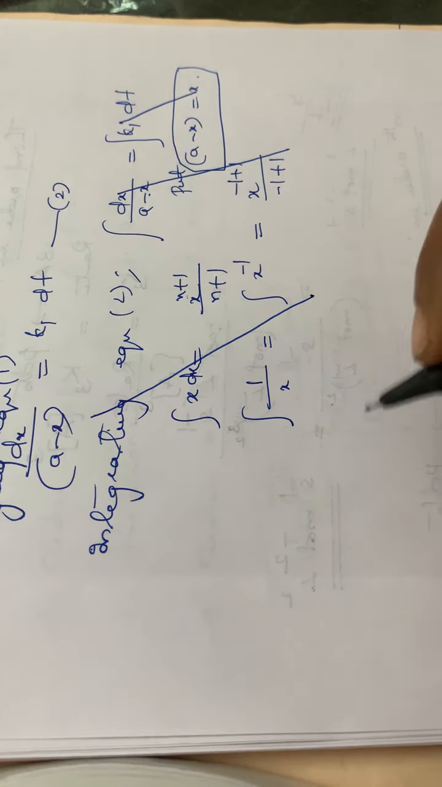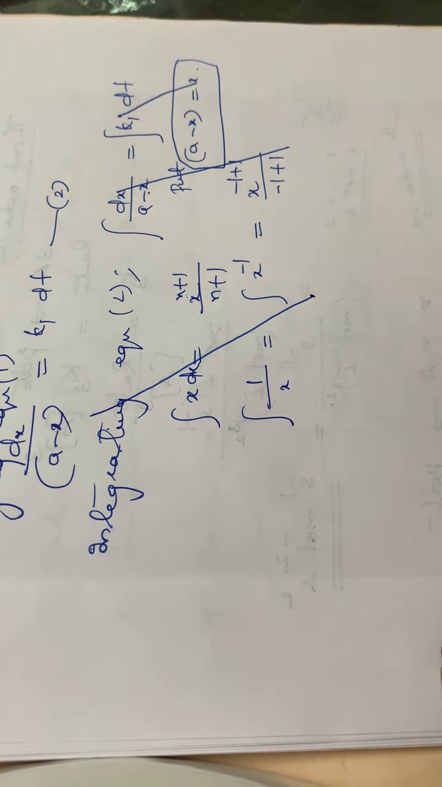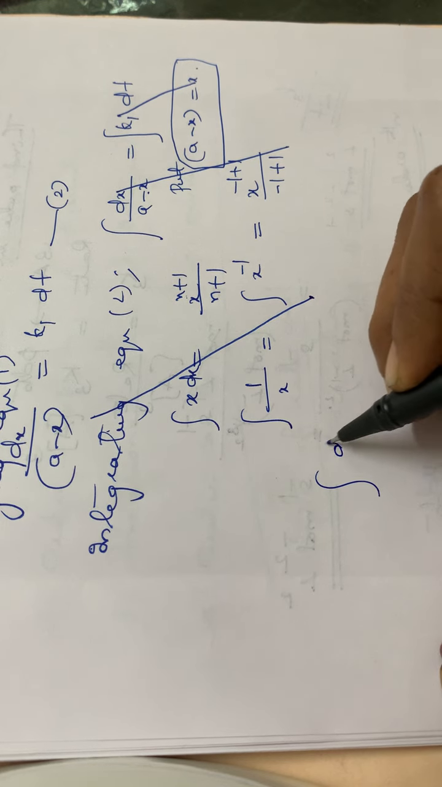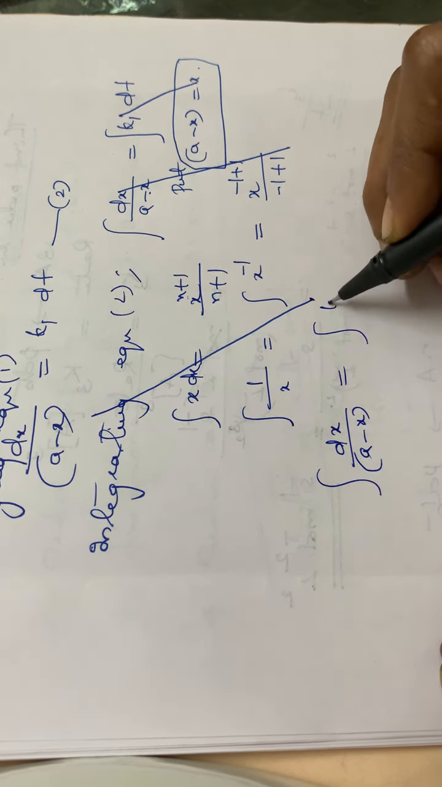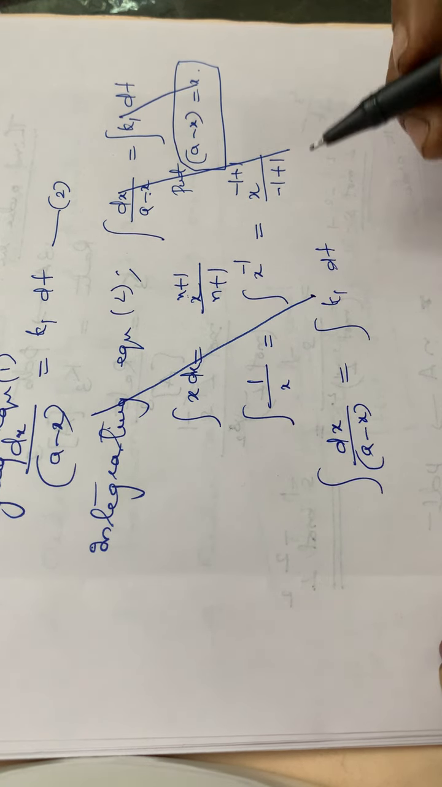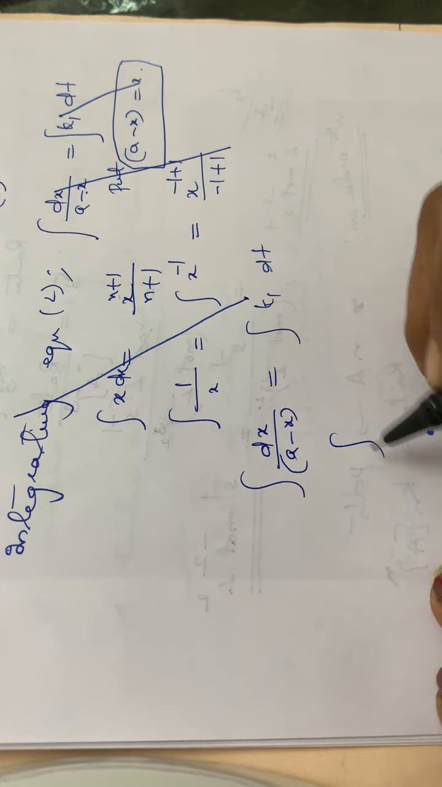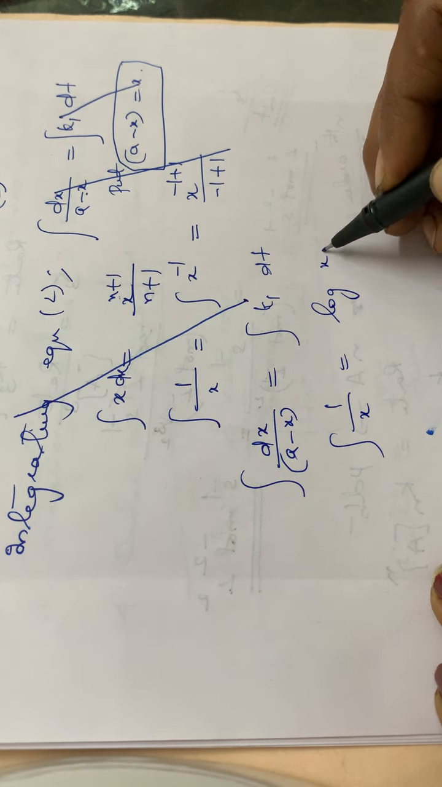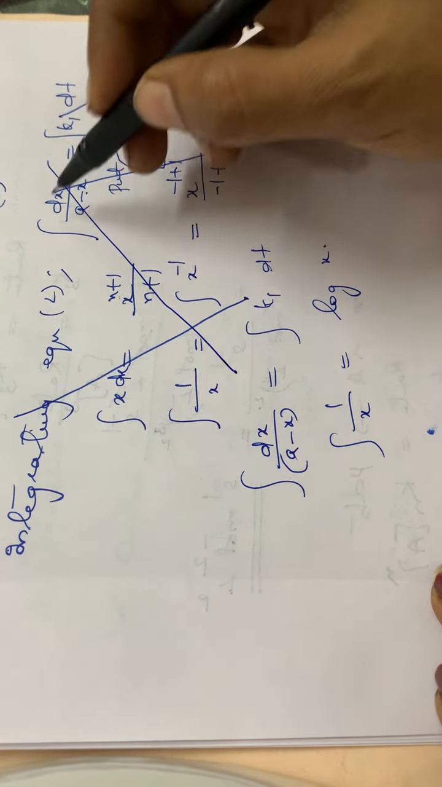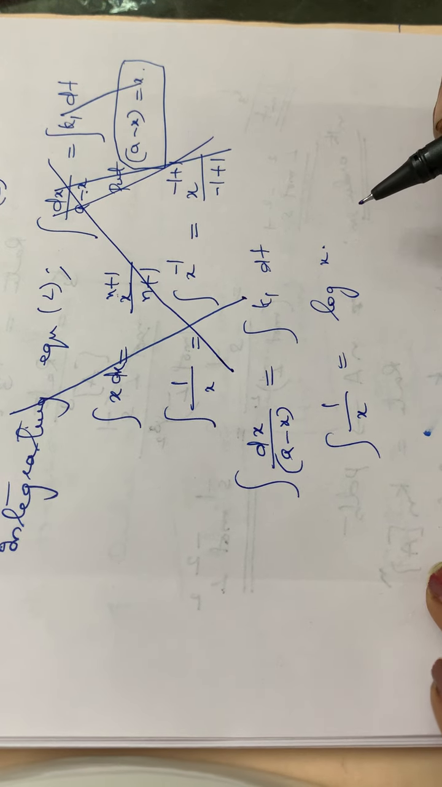Sorry. So integrating this equation, that is integral dx divided by a minus x, is equal to integral of k1 into dt. Sorry, I made a mistake here. See, integral of 1 by x. What is integral of 1 by x? It is log x, right? Please don't get confused. Integral of 1 by x is equal to log x.